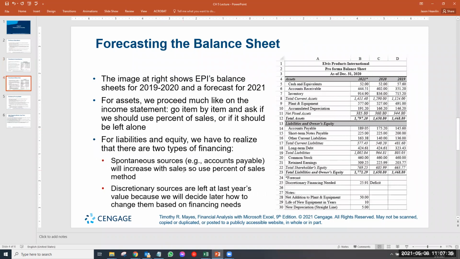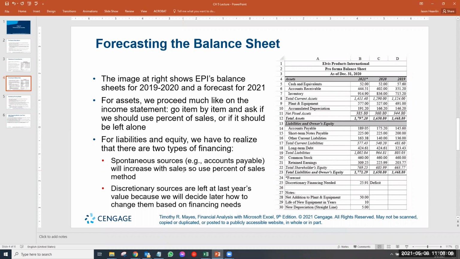And there's the income statement. Now we move on to the balance sheet. The balance sheet has a little more complexity to it. However, you start with the income statement, you end with the net income, you can move on to retained earnings. Now, with the balance sheet, some things will be related to changes in sales and some things may not. And we'll discuss them as we work on the Excel example.